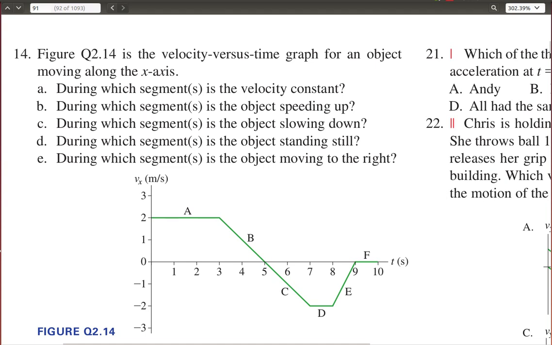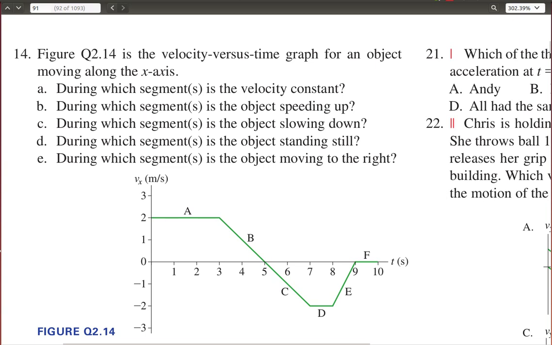A bit of a note here. In physics, there's a difference between speed and velocity. Velocity is, as I defined it in class, and can be positive and negative. Speed is the absolute value of velocity. So speed is never negative. The lowest speed you can have is 0. Okay, so speeding up means moving faster. It doesn't matter if it's right or left.